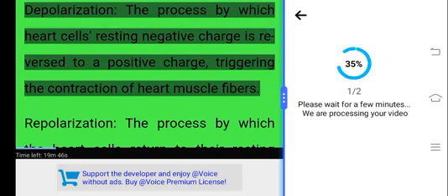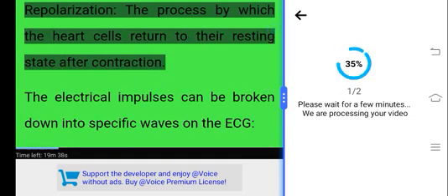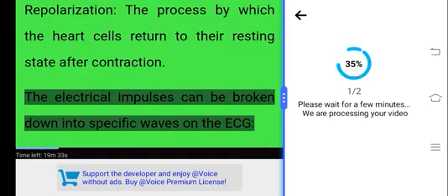Depolarization is the process by which heart cells at rest, in a negative charge, are reversed to a positive charge, triggering the contraction of heart muscle fibers. Repolarization is the process by which the heart cells return to the resting state after contraction. The electrical impulses can be broken down into specific waves on the ECG.